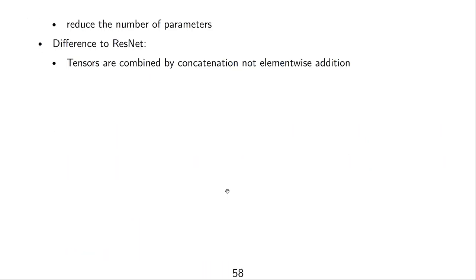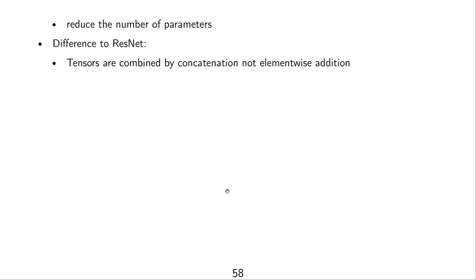Also, the number of parameters is reduced. And the way the authors designed the network, it in fact really has a very small number of parameters. And therefore, the high performance the authors could achieve is all the more amazing and significant.